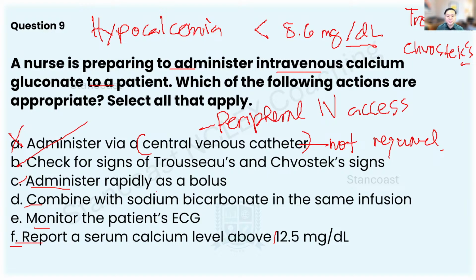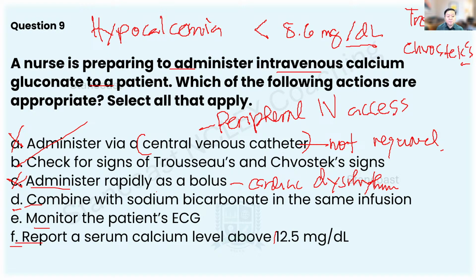Never administer this medication as a bolus. It should not be given as a rapid bolus due to the risk of severe complications. It can lead to cardiac dysrhythmias. Never give that as a direct rapid injection. So we are going to eliminate letter C. What about letter D? Combine with sodium bicarbonate in the same infusion. Will that be safe? No.